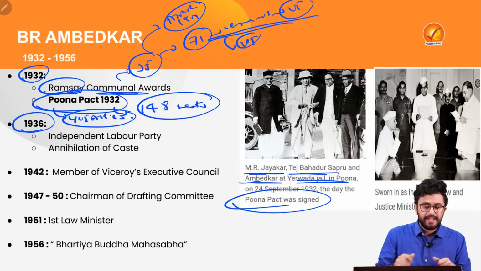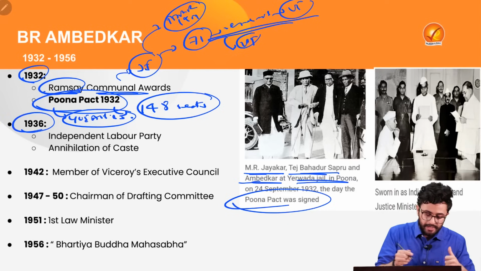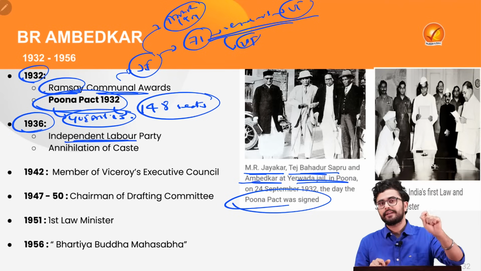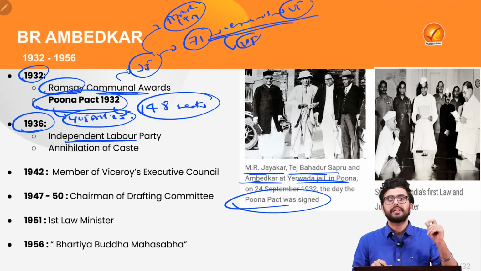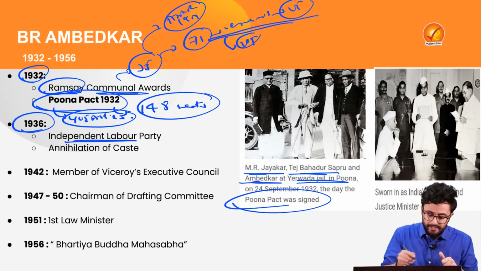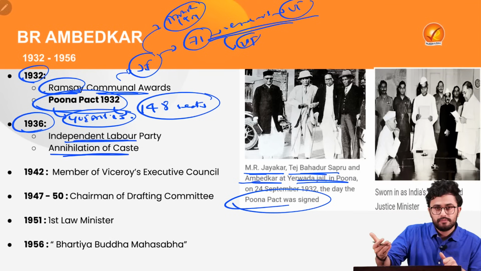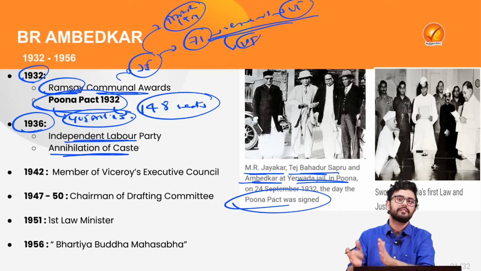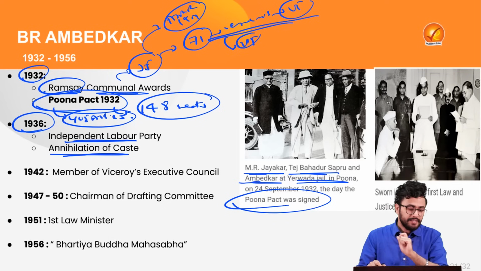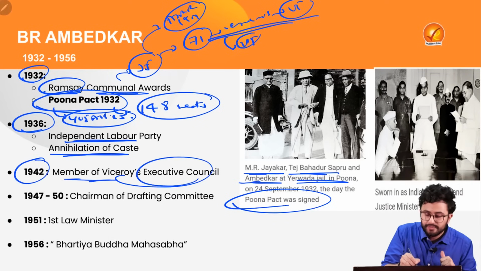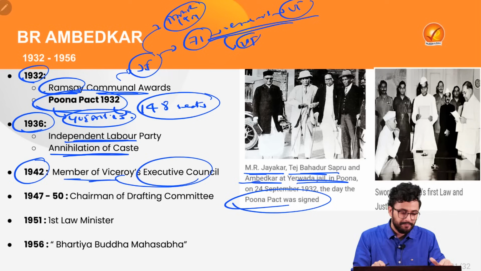Then in the year of 1936, B.R. Ambedkar launched the Independent Labour Party. He fought the 1937 elections and was elected to the Bombay legislature. In the very same year of 1936, he also published his book Annihilation of Caste, where he criticized the orthodoxy in the Hindu religion. In the year of 1942, B.R. Ambedkar became a member of the Viceroy's Executive Council.